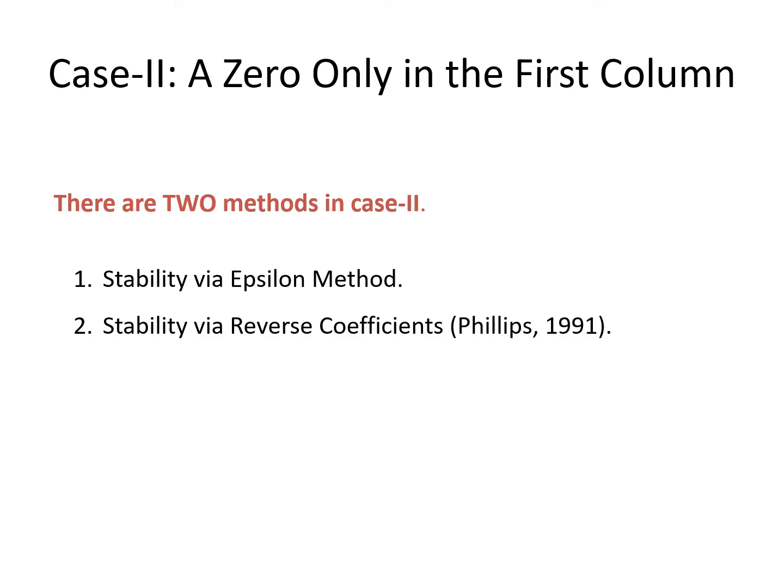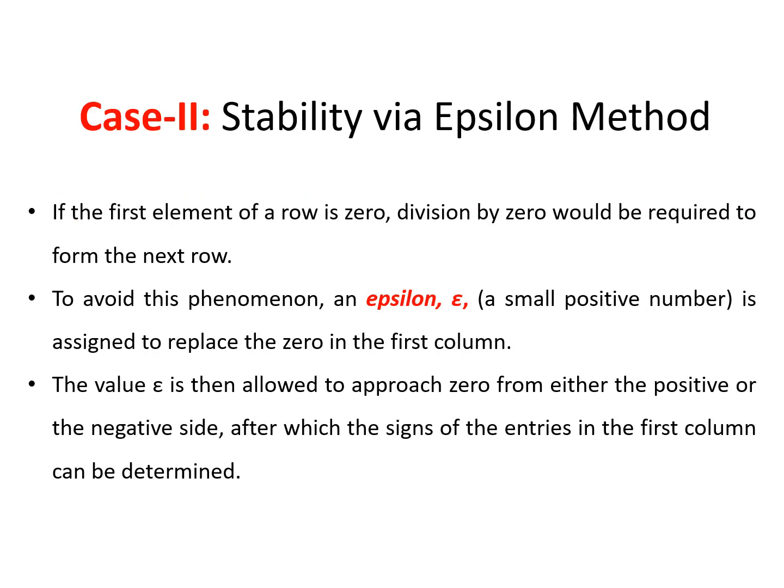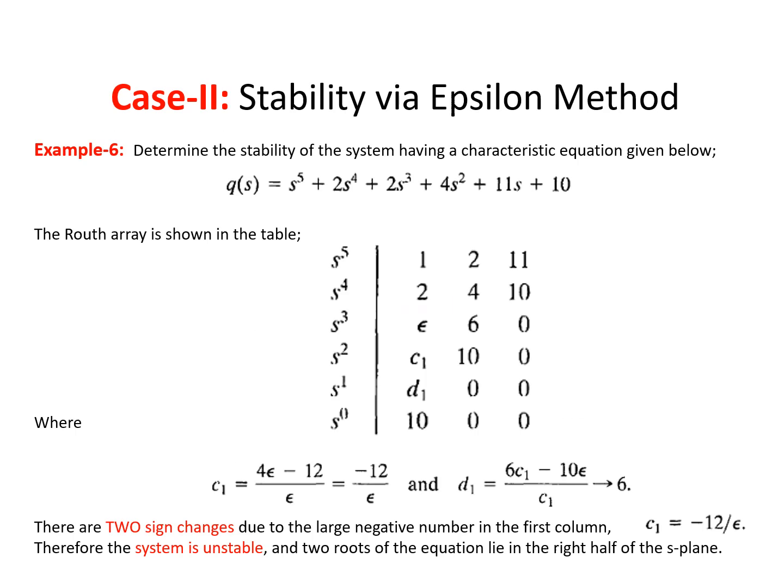Now coming to a 0 only in the first column. If you have, for example, a 0 in your first column, what will happen? If the first element in any row is 0, then division by 0 will give us an infinity value. So to avoid this, we are going to use epsilon, a small positive number which will replace it, and then we will construct the next consecutive rows and evaluate the epsilon value. So here this is a case wherein I get a 0 in the third row.